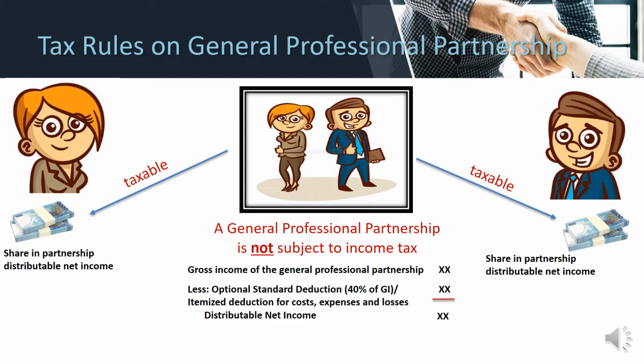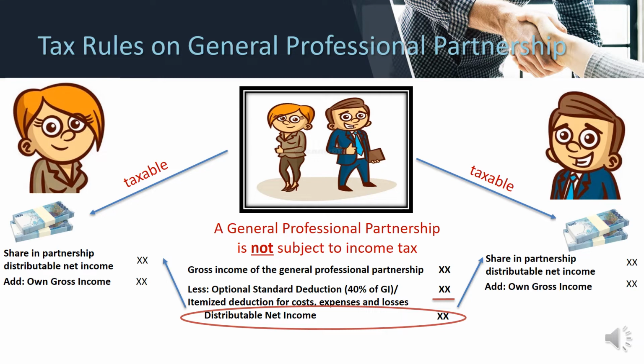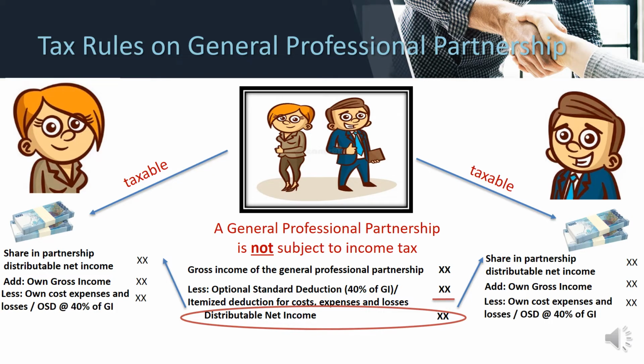Now, the distributable net income will be divided among the partners. It may be equally or it may be according to the partners' agreement. One partner may receive 60%, the other partner 40%, or vice versa. Or if there are three partners, if they will divide it equally, pwede rin ganon. It depends on the agreement of the partners. So now this distributable net income will be distributed according to their agreement, and yan yung magiging share in partnership distributable net income. Okay? Then we add the gross income of the partners, their own gross income from different undertakings, less their own expenses or costs and losses to arrive at their taxable income.